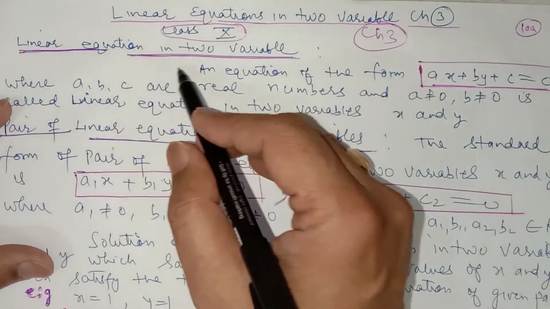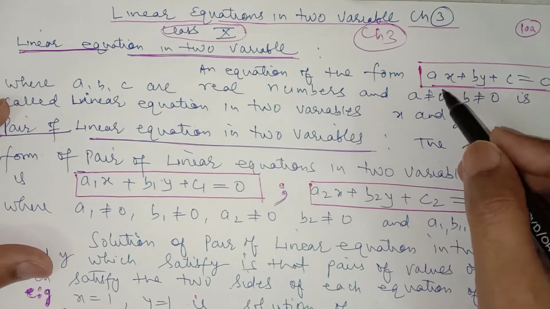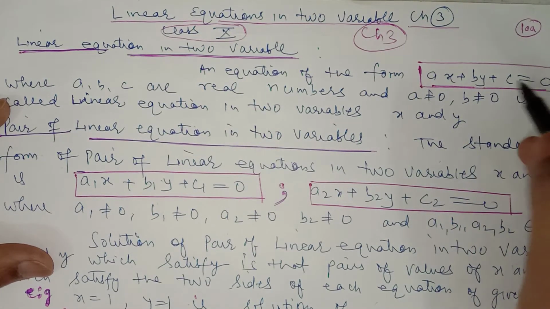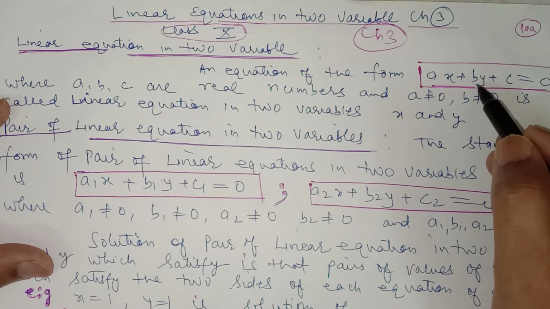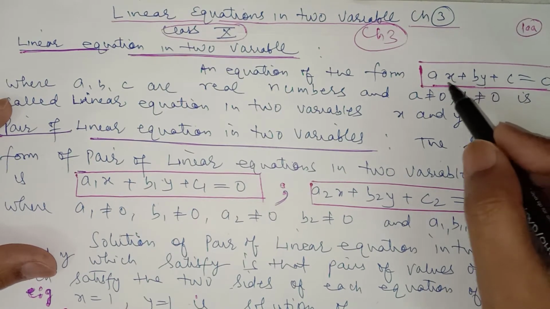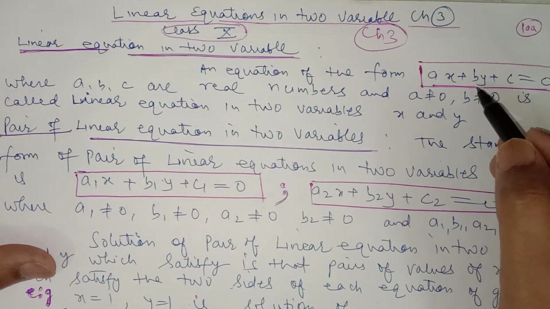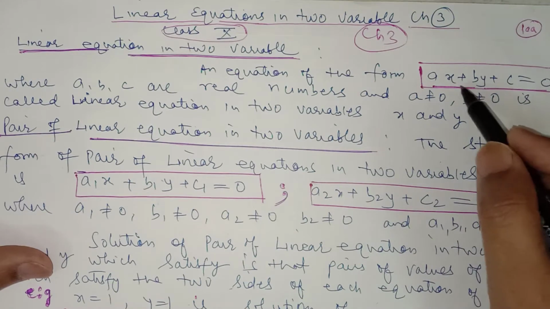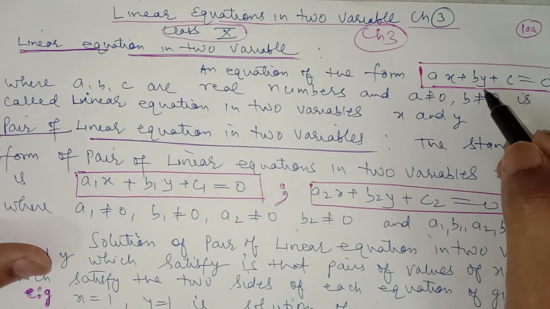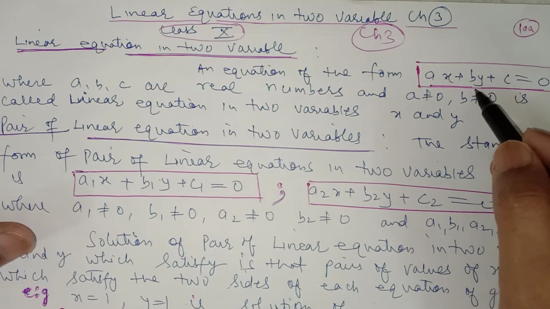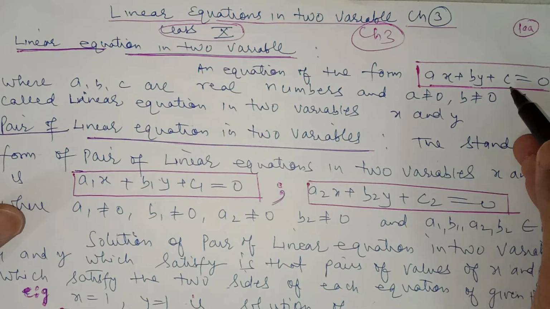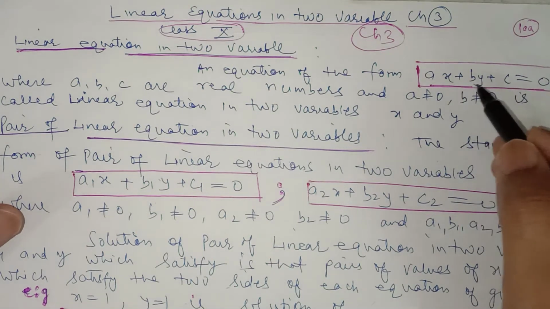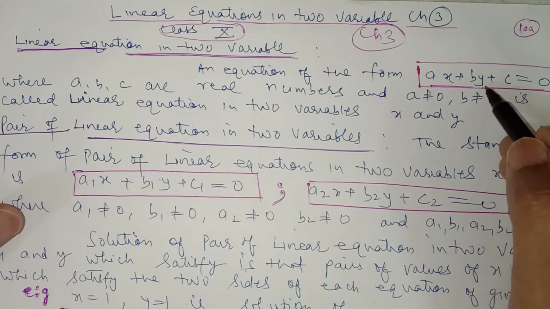A linear equation in two variables is an equation of the form ax plus by plus c equal to 0, where a as well as b is not equal to 0 and a, b are real numbers. Then we call it a linear equation in two variables. The variables here are x and y. This is the standard form of the linear equation in two variables, ax plus by plus c equal to 0, where a, b, c are real numbers and x and y are the two variables whose degree is 1. Therefore, they are linear equations.